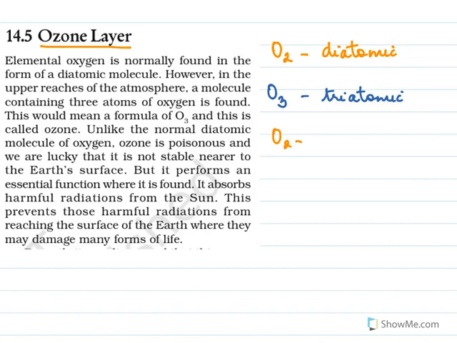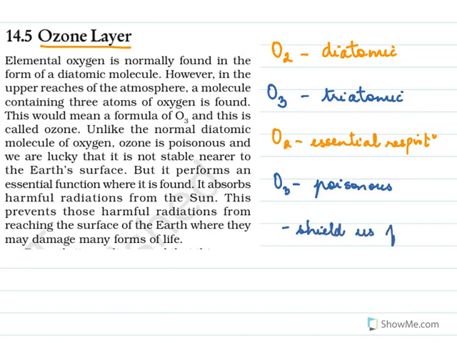Now, oxygen is essential for breathing, for respiration. But ozone is poisonous. Unfortunately, it is present in the upper layers of the atmosphere. But ozone plays a very important role in shielding us from the ultraviolet light, from the harmful radiations that come from the sun. So let's read about ozone.